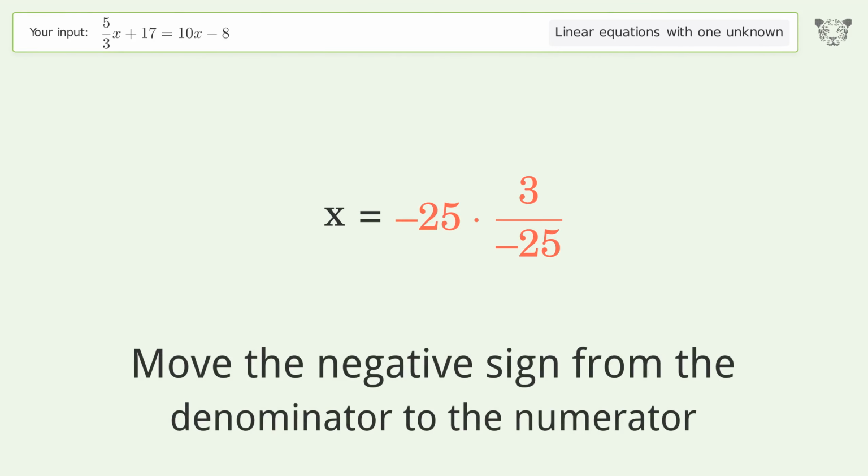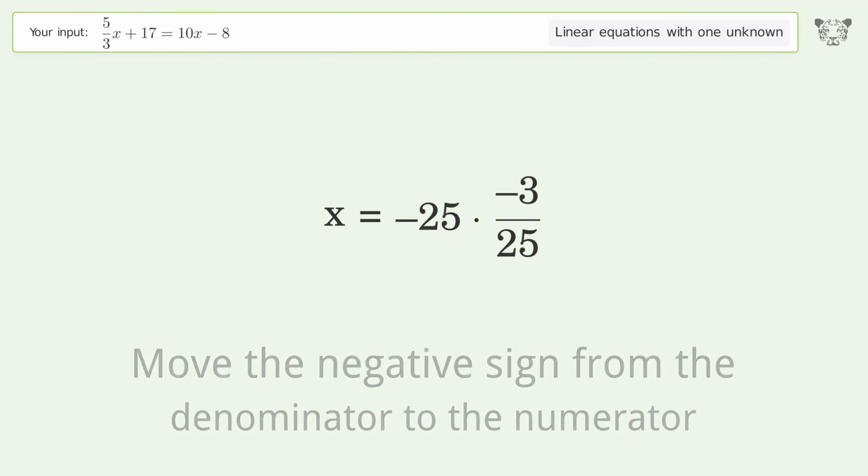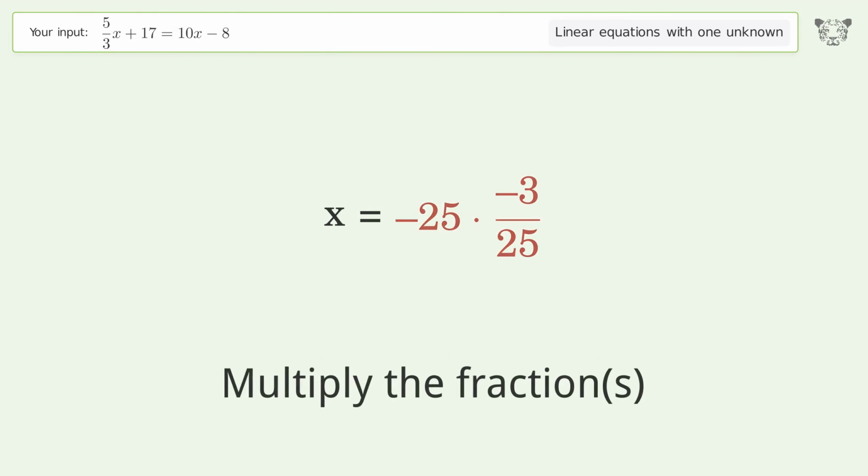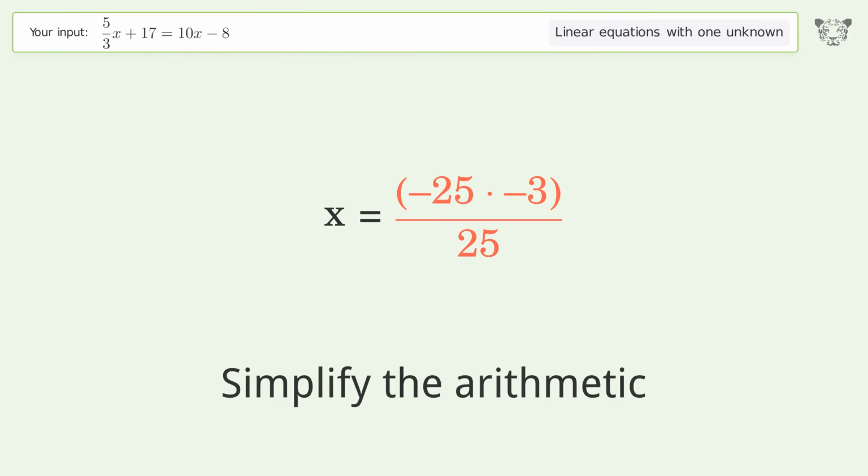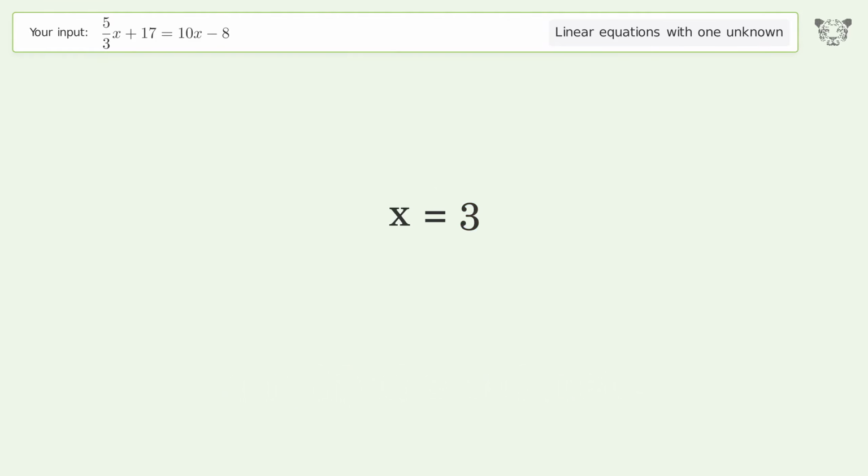Move the negative sign from the denominator to the numerator. Multiply the fractions. Simplify the arithmetic. And so the final result is x equals 3.